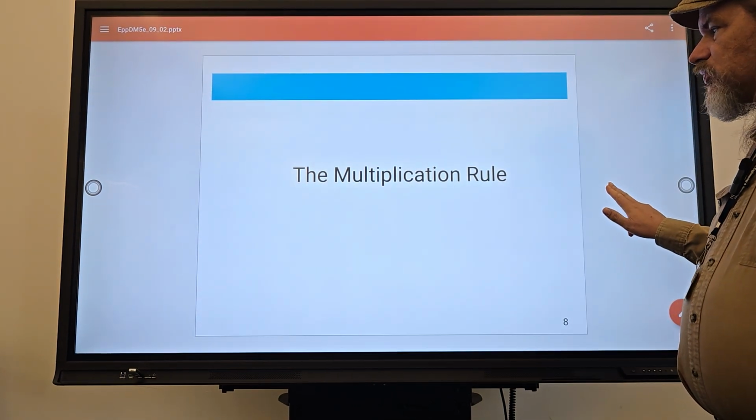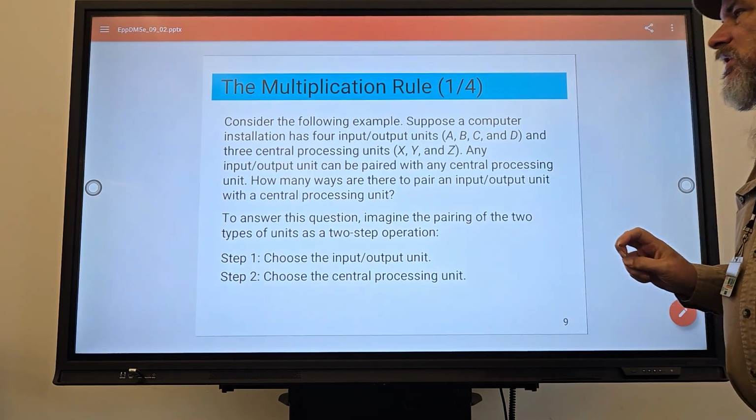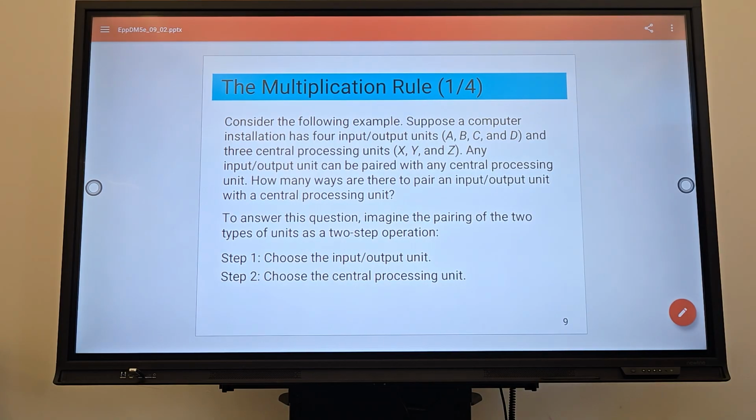The multiplication rule. Consider the following example. Suppose the computer installation has 4 input-output units and 3 CPUs. Any input-output unit can be paired with any CPU. How many ways are there to pair an input-output unit with a central processing unit?